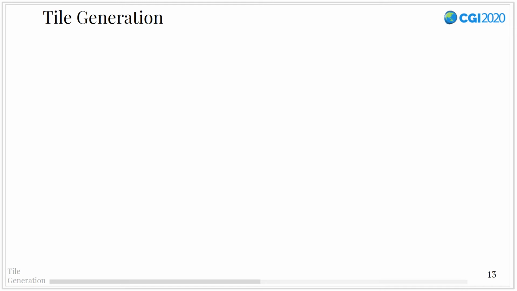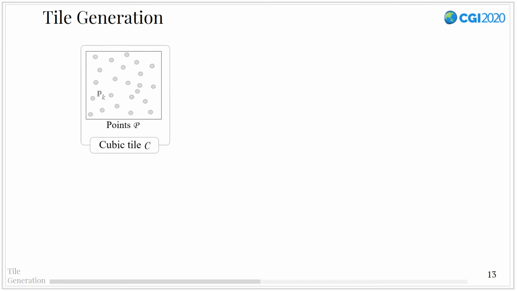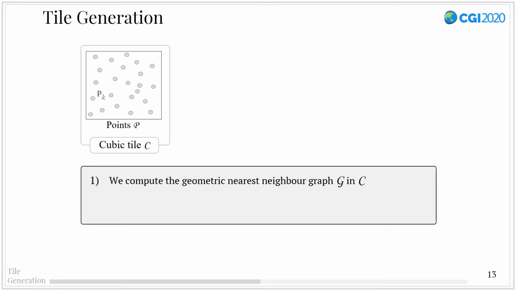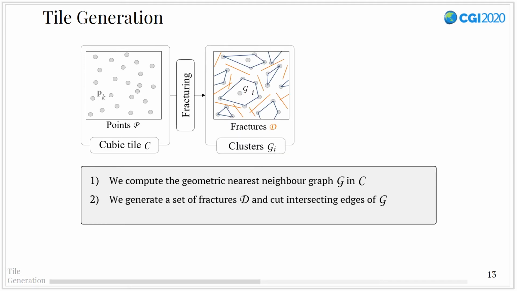The tile generation process works as follows. First, we distribute samples inside the cubic tile C and compute the geometric nearest neighbor graph G, which is not represented here for clarity. Then, we generate a fracture distribution and cut intersecting edges of the graph. This distribution can be of any type, polyhedral, equidimensional, etc. At the end of this step, we get clusters of points Gi, which are just subgraphs of the initial graph G.